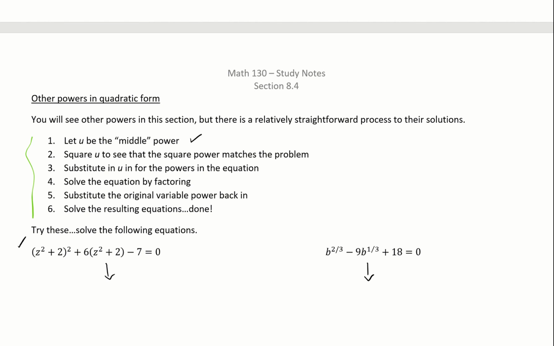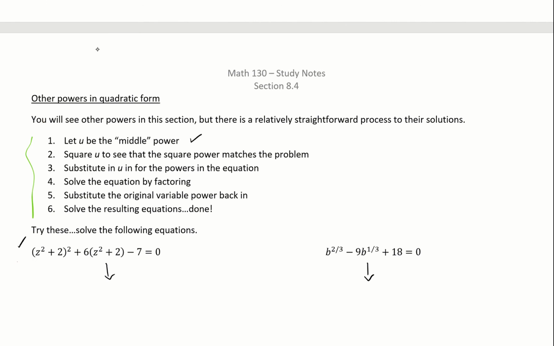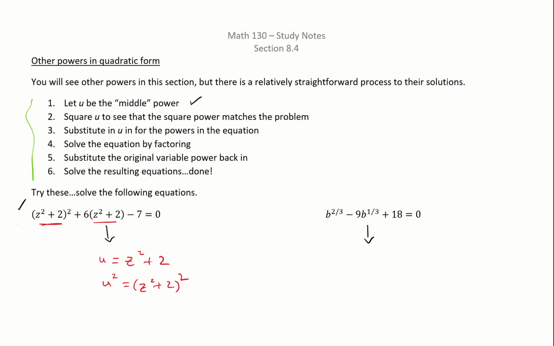This reminds me, by the way, a lot of calculus. We got to do a u sub, and we go, let u equal z squared plus 2. Look at it. Then the next step, square it. u squared is z squared plus 2, squared. Just write squared, and you can see it. You don't have to do that part, but it helps to see what you're doing. So the z squared plus 2 quantity squared gets replaced with u squared, and the z squared plus 2 gets replaced with u. Okay? So it's u squared plus 6u minus 7 is 0.